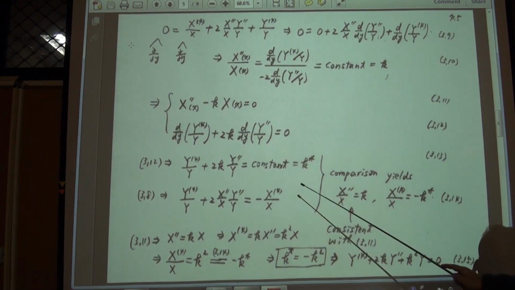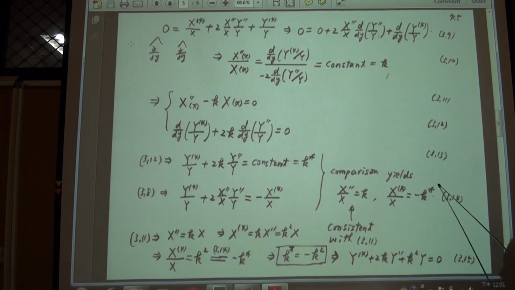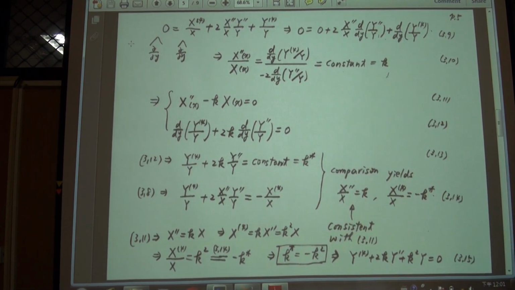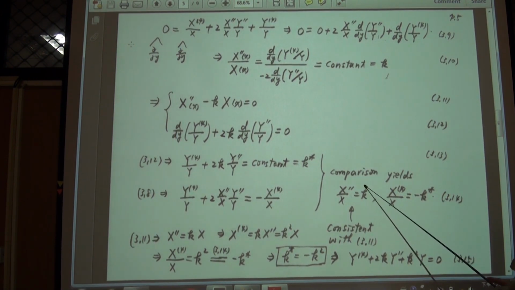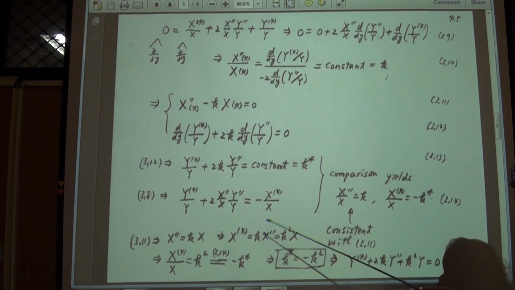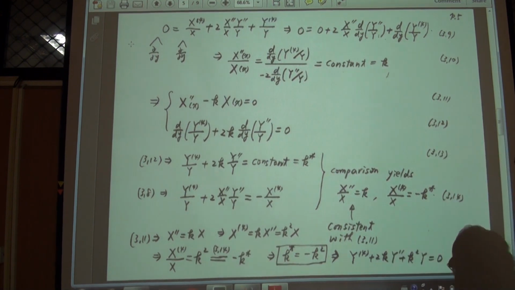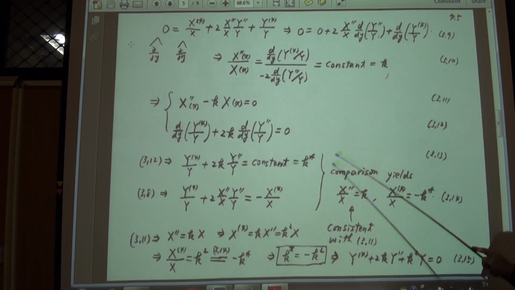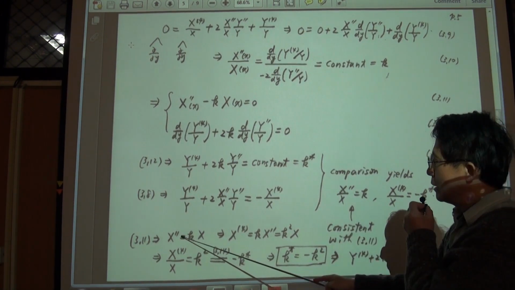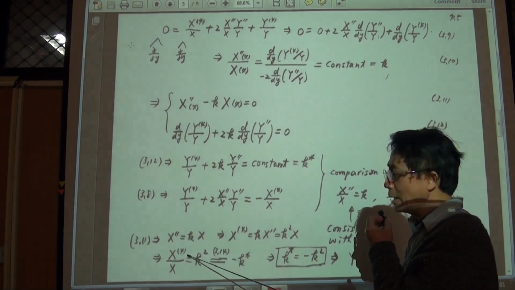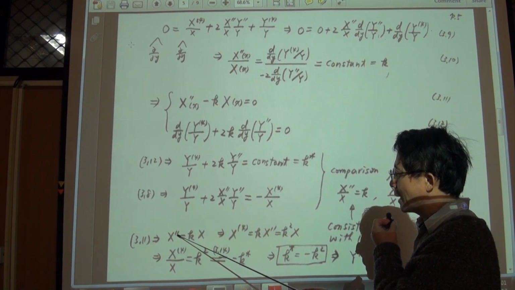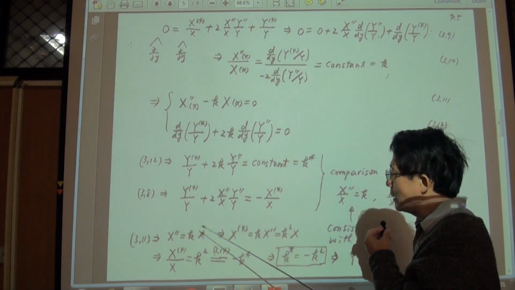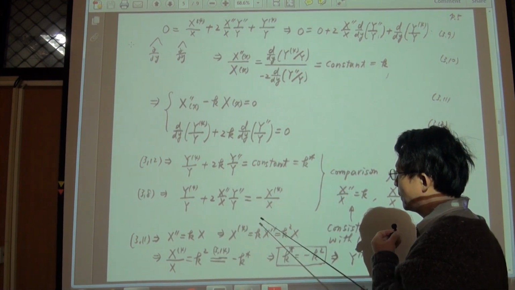Understand? And this one equal to this one, give you this one. Understand? By comparison, this one can be written like this. This is consistent with 3.11. Now we differentiate this equality twice with respect to x, and this one becomes this one. We differentiate it twice, and this one becomes this one, and this one becomes this one.